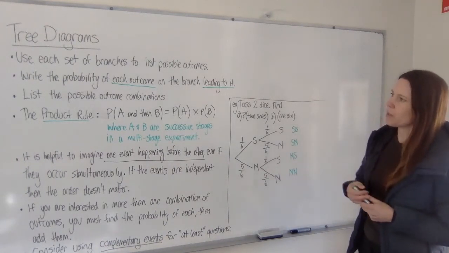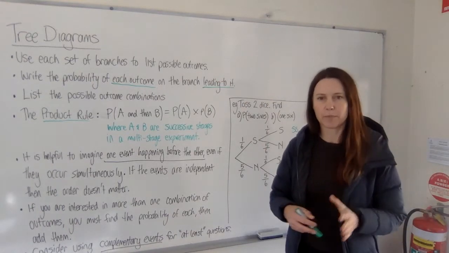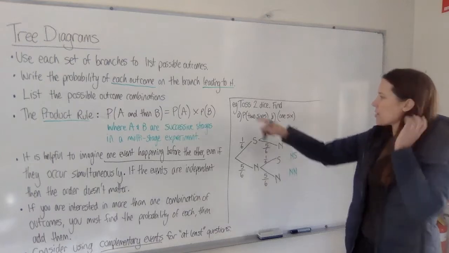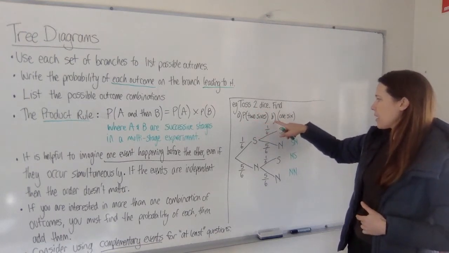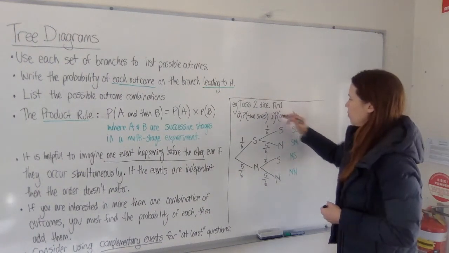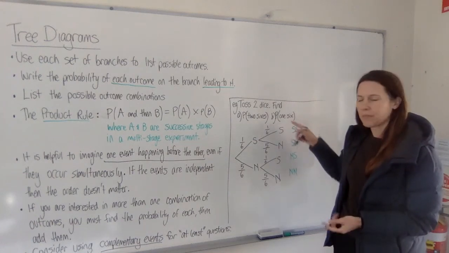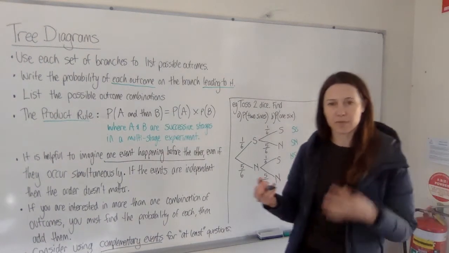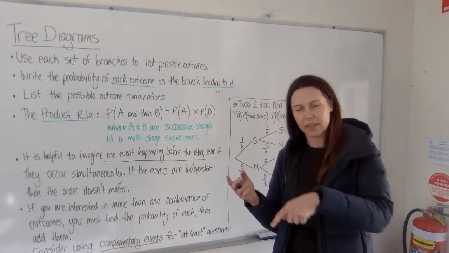So first thing, use each set of branches to list the possible outcomes. Well, over here in my example it says toss 2 dice, find the probability of 2 6s and, whoops, that should say the probability of 1 6. Now the question's all about whether or not I got a 6. So when I toss a die, I know that there's 5 other outcomes, 1, 2, 3, 4, and 5, and then there's the 6 as well.